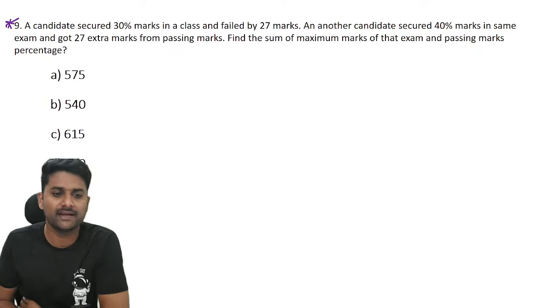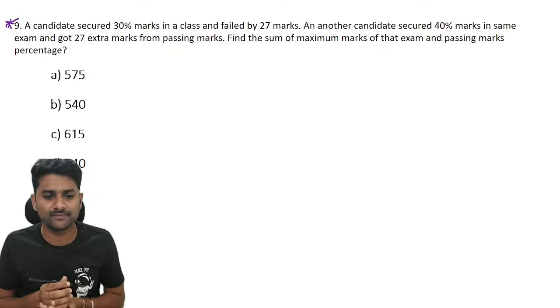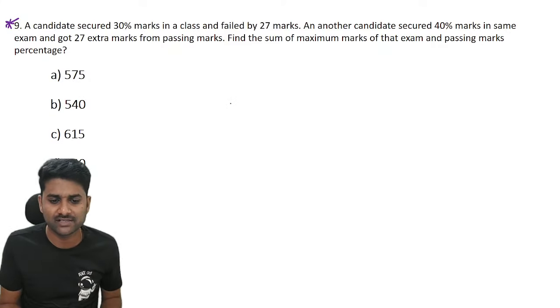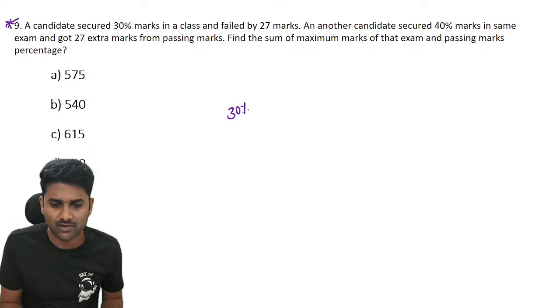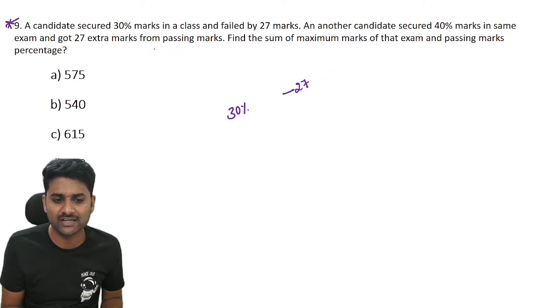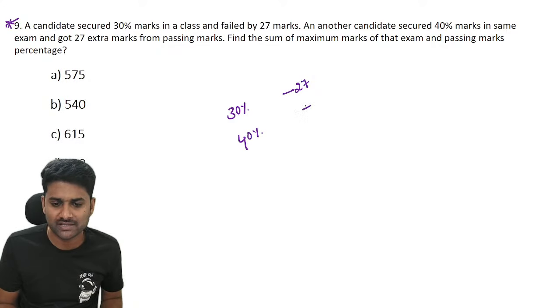Now see, a candidate secured 30% in a class and failed by 27. A person already got 30% and failed by 27. Another candidate secured 40% of marks and got 27 marks extra. So with 40%, he got 27 extra marks.